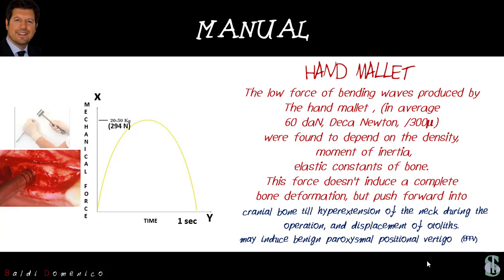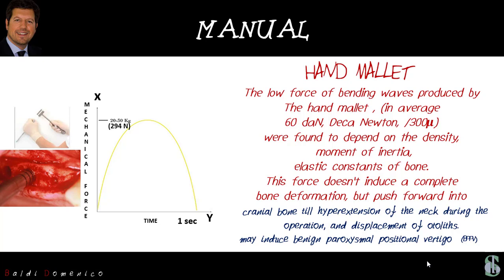And if we analyze instead the manual instruments, and when we speak about manual instruments, we speak about the hand mallet, we can see that theoretically it could be a safe approach. But because we cannot assure regular continuity of hammering, when we work in contact with the floor of the sinus, instead of plastic deformation of the bone, we have a crack with the creation of sharp bone chips, which can perforate the Schneiderian membrane.